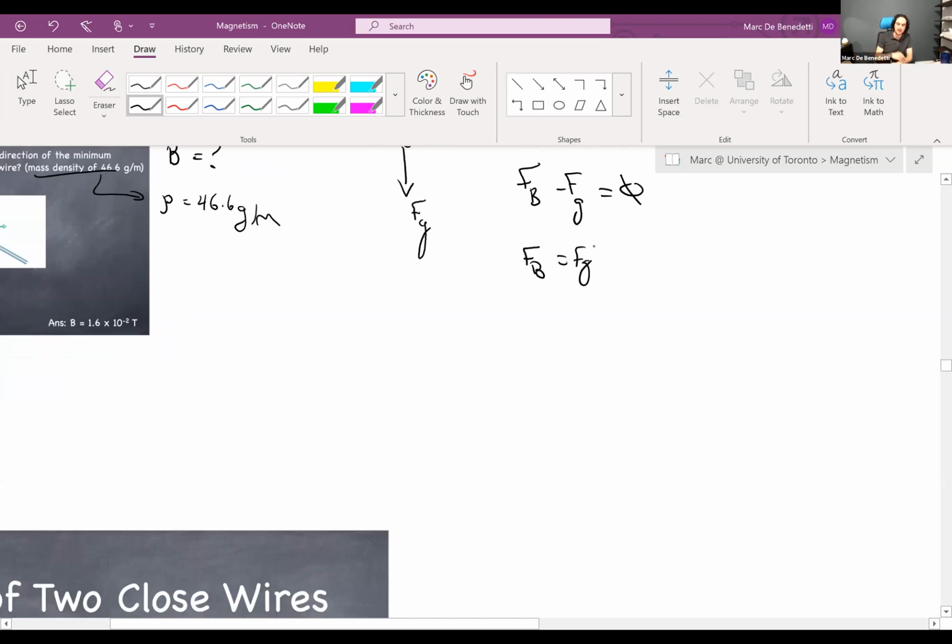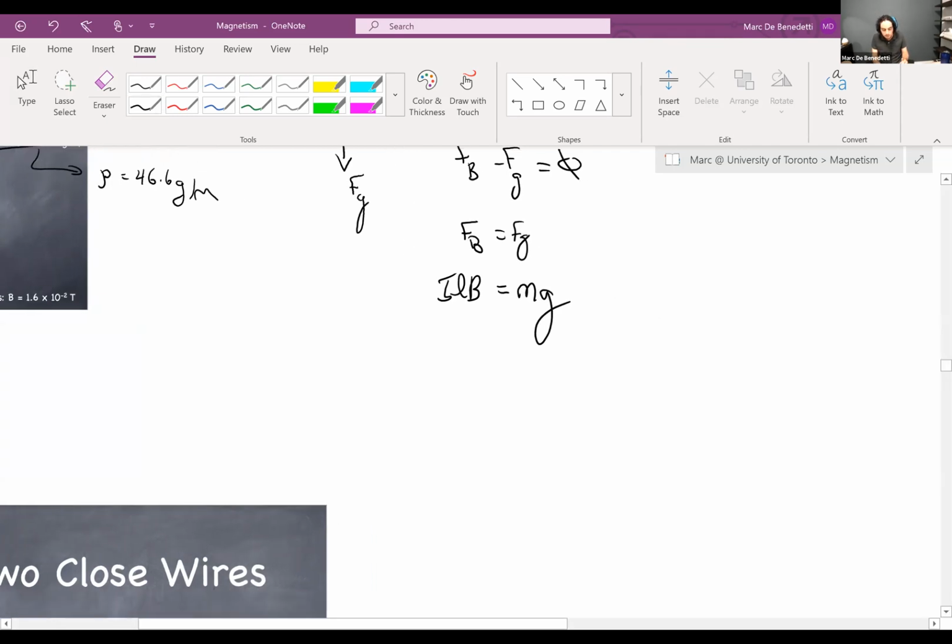So there's our equation. Now we have to expand it a little bit. So what is my magnetic force? Well, is this a force on a particle, or is this a force on a wire? It's a force on a wire, so we use ILB, and the force of gravity is a little bit more complicated. We know the force of gravity is mg, but the question really is, what is m? We don't know the mass of the wire. Obviously, the longer the wire, the more mass there is. The heavier it is, the larger the m, the larger the force of gravity.